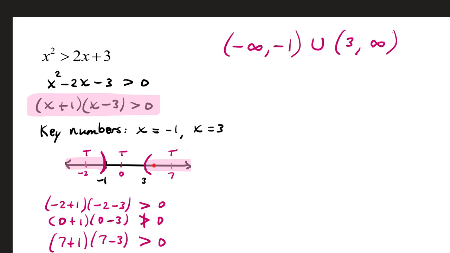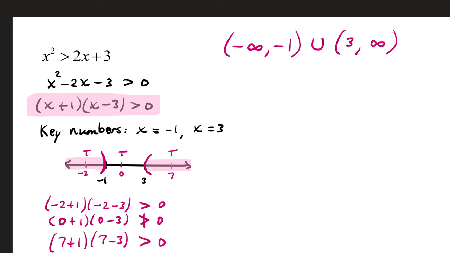Finally, you could pick like a 4 or 5. I just randomly picked a 7 in class. 7 plus 1 times 7 minus 3. That's 8 times 4. That's definitely greater than 0. Again, if the outer intervals make up your solution, then the first interval, all numbers less than negative 1, or the outer right region, any number greater than 3.